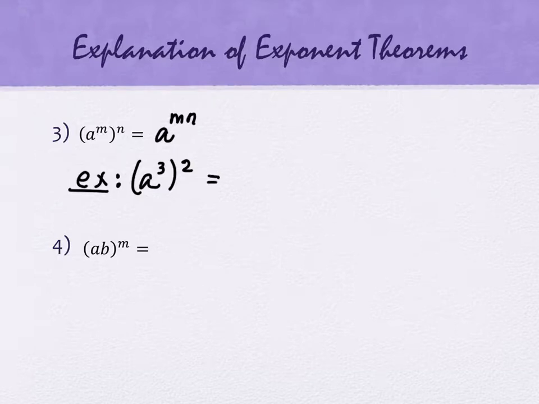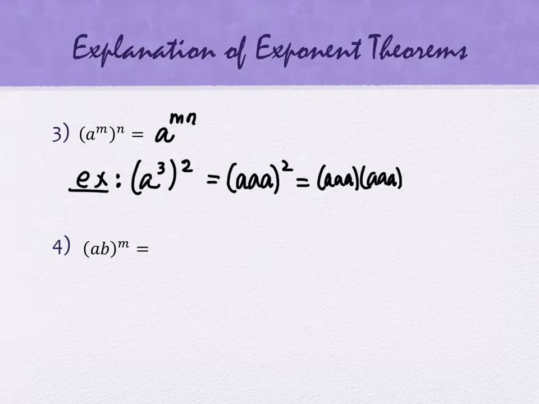Now, earlier, you've all told me that a to the 3rd is like this, right? That's a to the 3rd. And squaring something means multiplying it by itself. So here's 2 pieces multiplied by themselves. It's a to the 3rd times a to the 3rd, right? And again, if you count all these up, how many a's do you have? 6 of them. So how do you get from 3 and 2 to 6? You multiply.